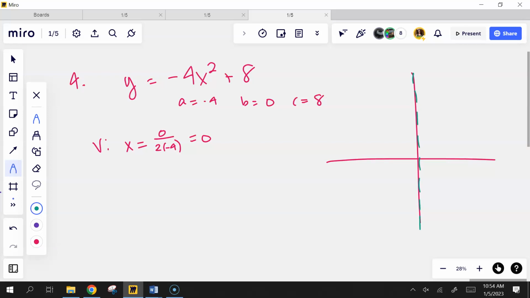Yep. So where on that axis of symmetry lies my vertex? Well, I need to do what to find that? Plug it in, plug it in. That's right. If I plug in 0 for x, so the coordinates of my vertex here would be 0, 8. 1, 2, 3, 4.